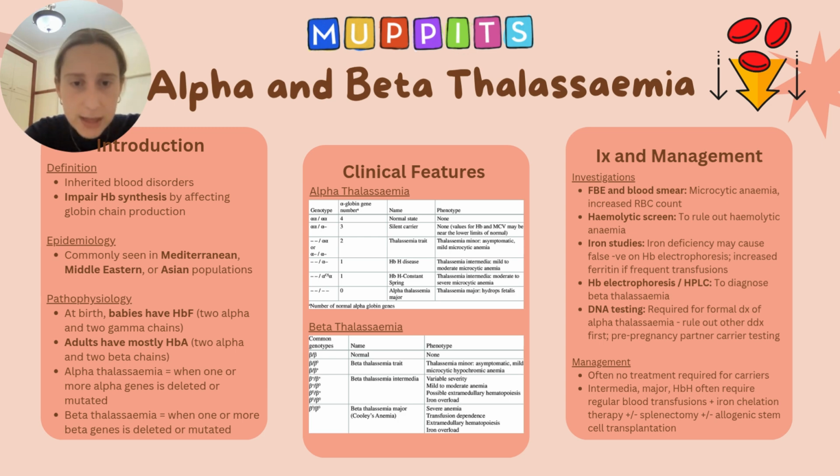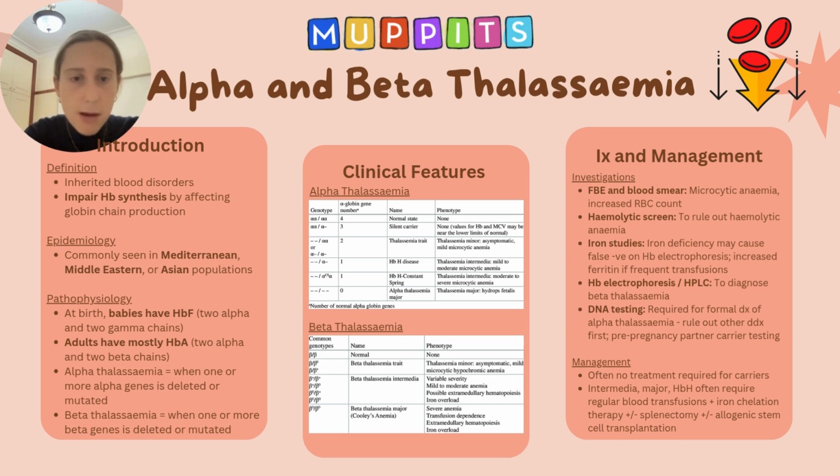In terms of beta thalassemia, normal is obviously when we have 2 beta genes. Beta thalassemia trait is also what's known as thalassemia minor, so it's asymptomatic, and you might sometimes get a microcytic hypochromic picture. Beta thalassemia intermedia can be quite variable in severity.